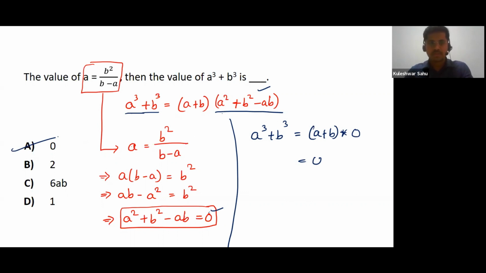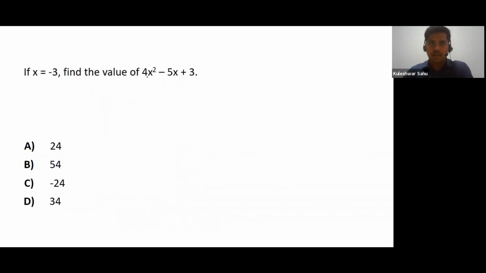Let's move to the third question. Now, here we have an algebraic expression in which the variable is x. In the last class, we have already studied about quadratic equation. This is one of the quadratic expression because it is not equal to 0 right now. Now, find the value of 4x square minus 5x plus 3. So we need to put x value as minus 3 and we need to get the final value.